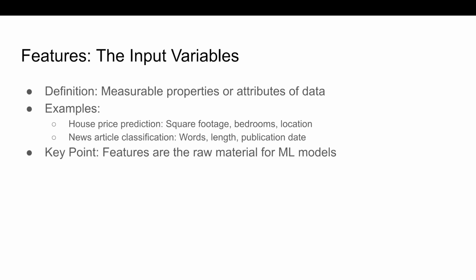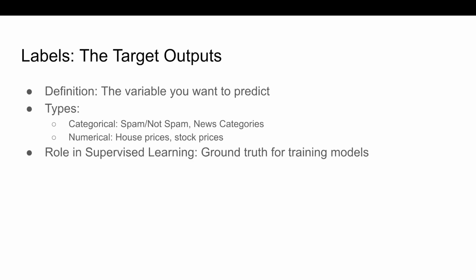They form the basis for the patterns and relationships your machine learning model will learn. Choosing relevant, discriminative features is crucial. Like selecting high-quality ingredients for a recipe, better features lead to better model performance. 2. Labels. The why of machine learning.